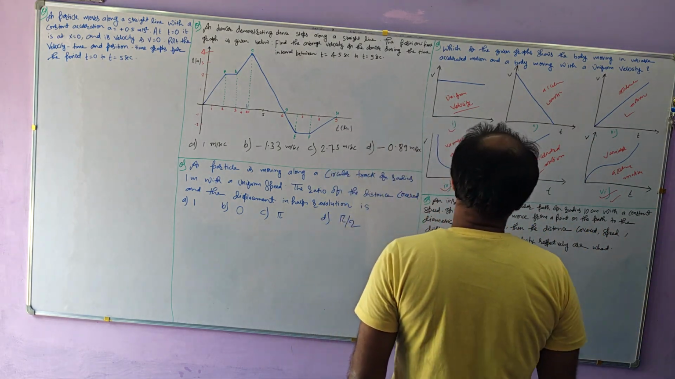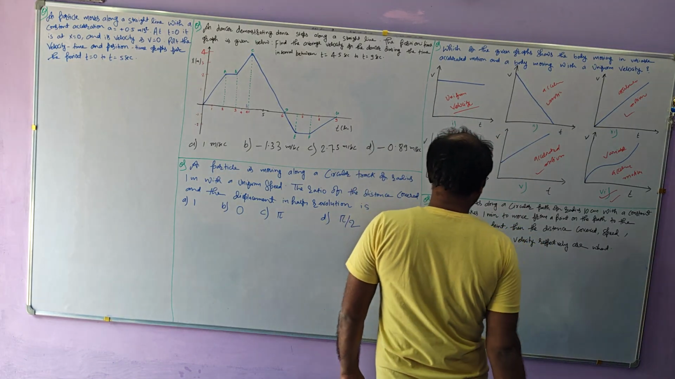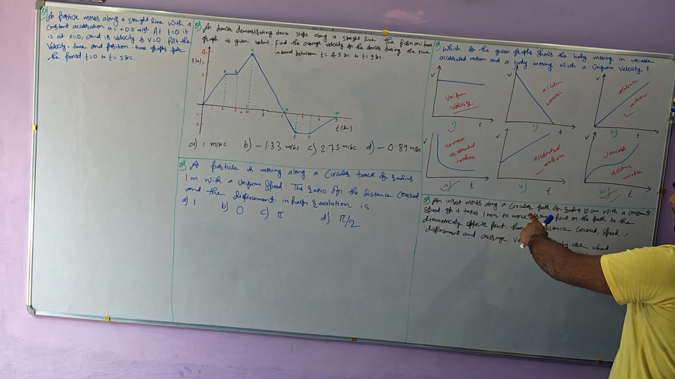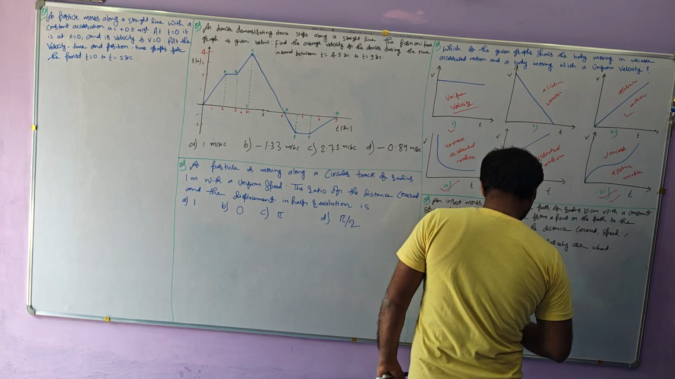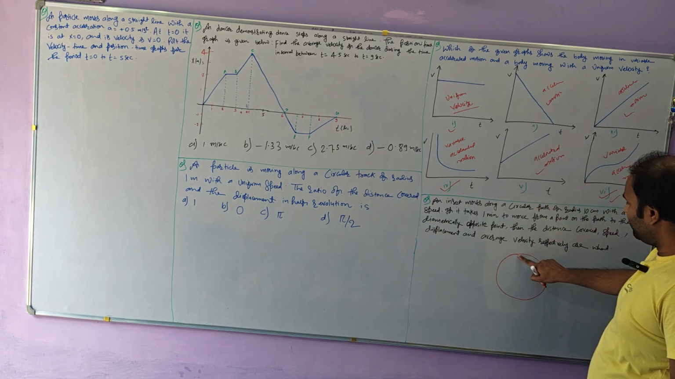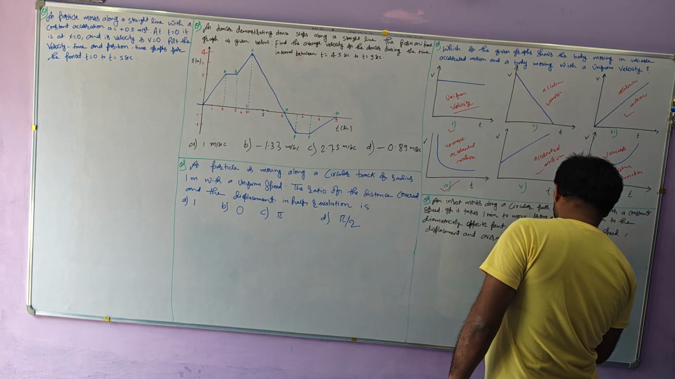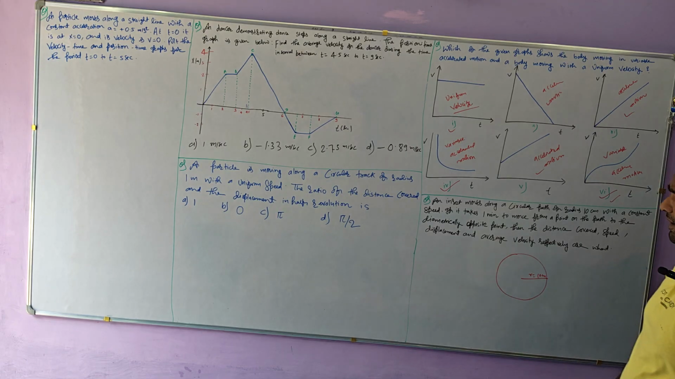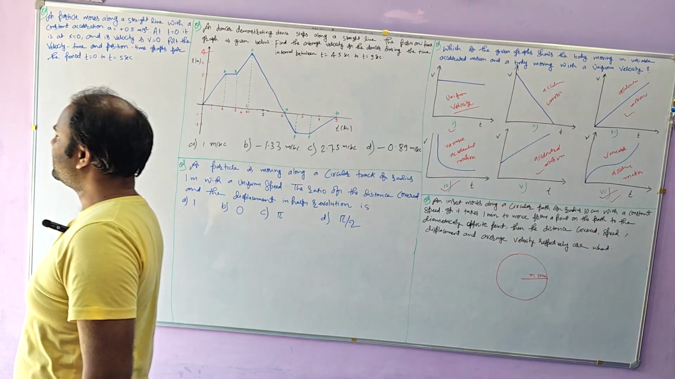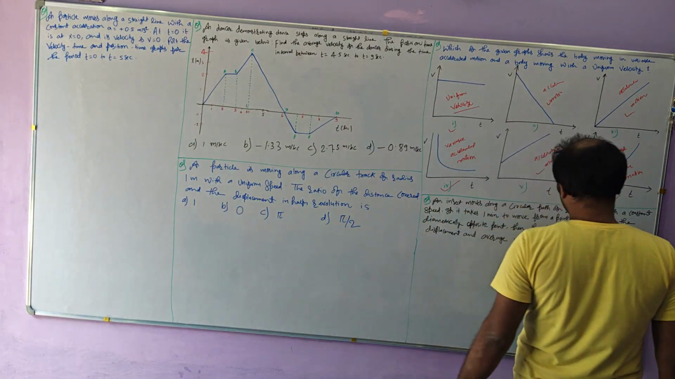Now, in another question, an insect moves along a circular path. We have a circular path of radius 10 centimeter. That means r is equal to 10 centimeter, with a constant speed. We know in a circular path speed doesn't change, but velocity changes at every instant of position.